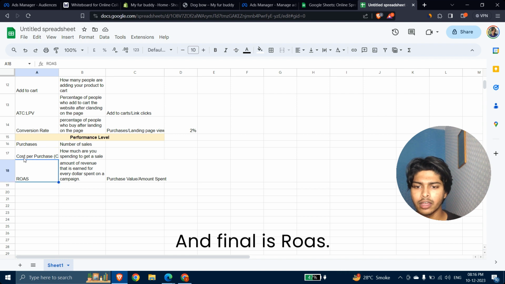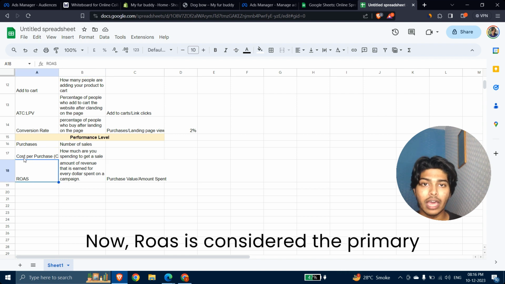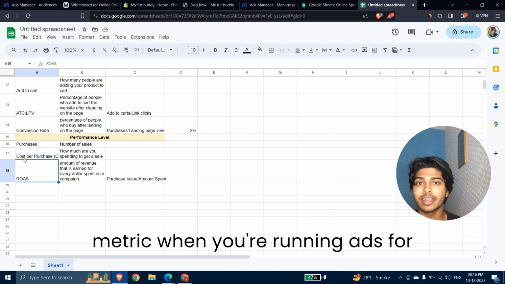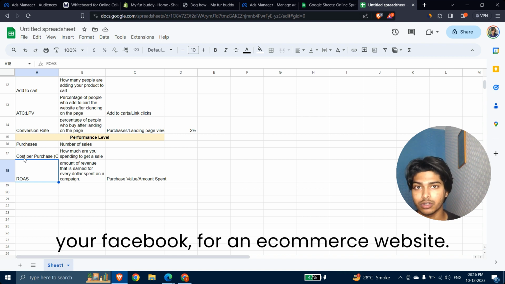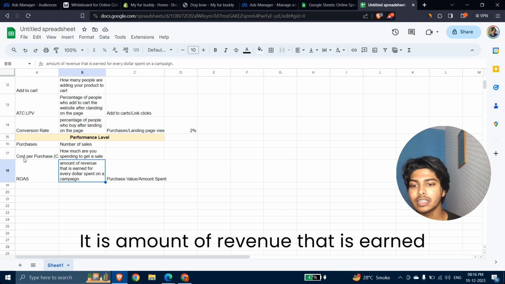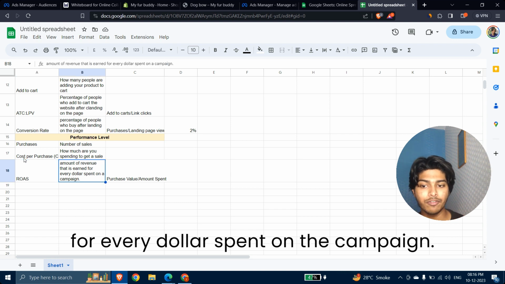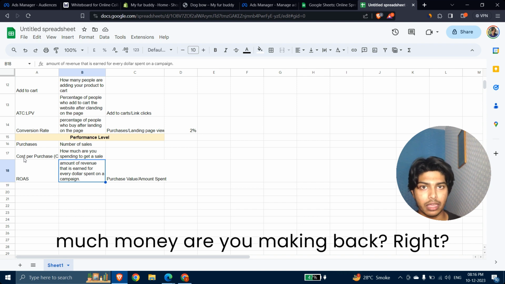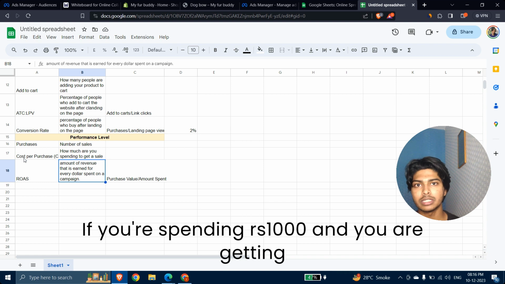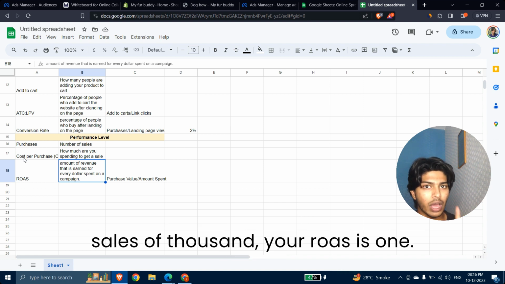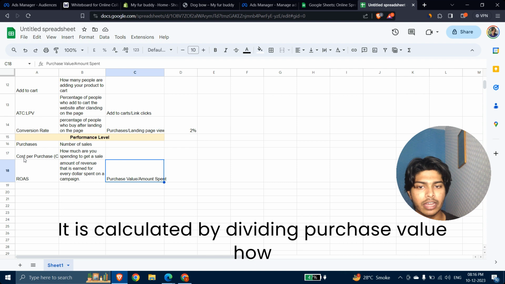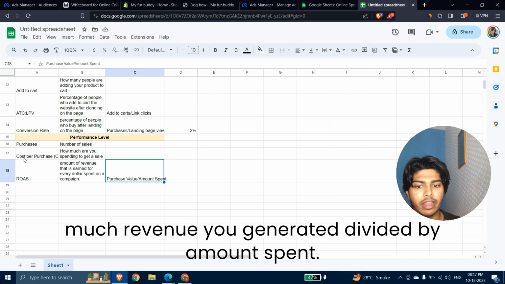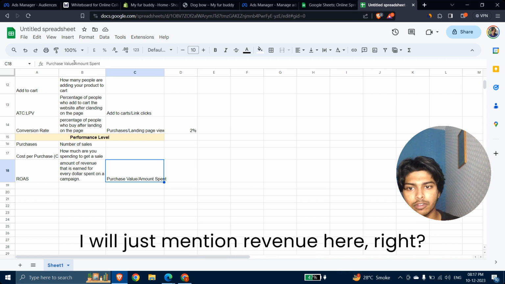And final is ROAS. Now ROAS is considered the primary metric when you're running ads on Facebook for an e-commerce website. It is the amount of revenue that is earned for every dollar spent on the campaign. Basically, if you're spending 1 rupee, how much money are you making back, right? If you're spending 1,000 rupees and you're getting sales of 1,000, your ROAS is 1. It is calculated by dividing purchase value, how much revenue you generated, divided by amount spent, right? I will just mention revenue here, right?